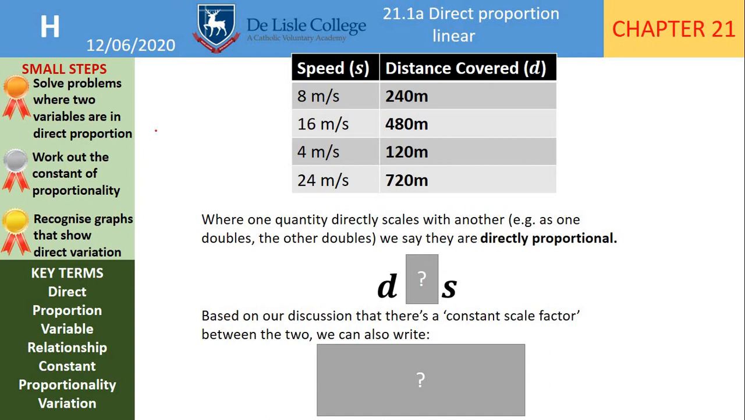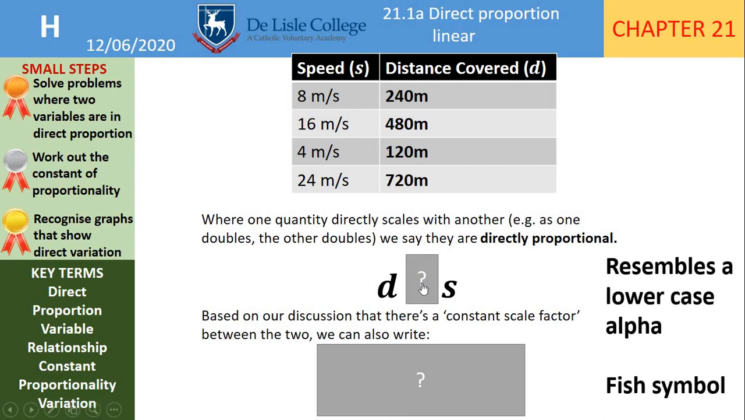So back to the table for Mo Farah then, where one quantity directly scales with another. For example, as one doubles, the other doubles. We say they are directly proportional. And there is a mathematical symbol for directly proportional, and that is this symbol here. It resembles a lowercase alpha. Remember, alpha is the Greek letter, although this isn't strictly true. Some people call it the fish symbol, but technically it is just the symbol for direct proportionality.